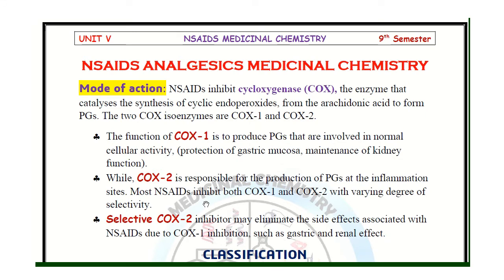Selective COX-2 inhibitors are used in order to eliminate the side effects associated with NSAIDs due to COX-1 inhibition, because COX-1 inhibition may cause side effects related to gastric and renal effects.